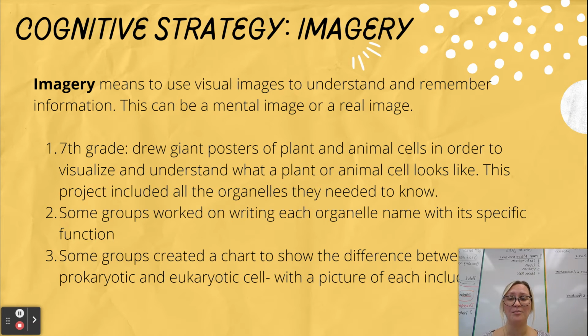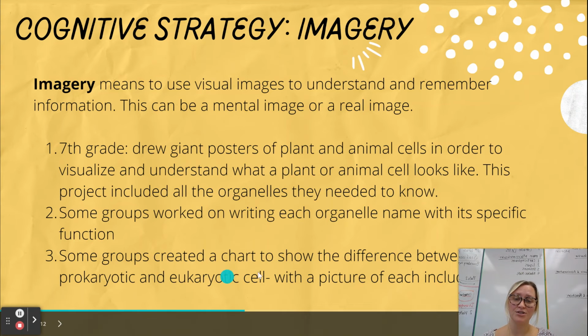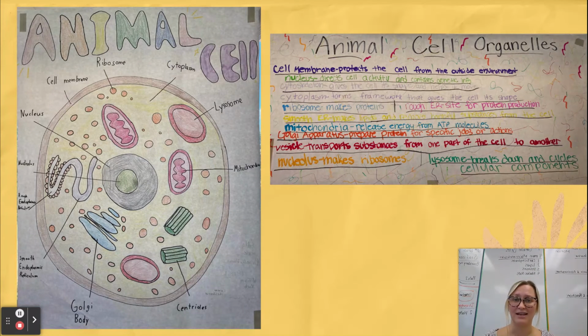7th grade this week drew giant posters of plant and animal cells in order to visualize what that actually looks like and to see each organelle blown up and giant so that they can picture what each one looks like. Some groups drew the actual cells and the organelles within them. Some groups worked on writing out each name of the organelle with its specific function, and some groups created a chart to show the difference between a prokaryotic and eukaryotic cell so that we can hang these up throughout my classroom and reference them at any point.